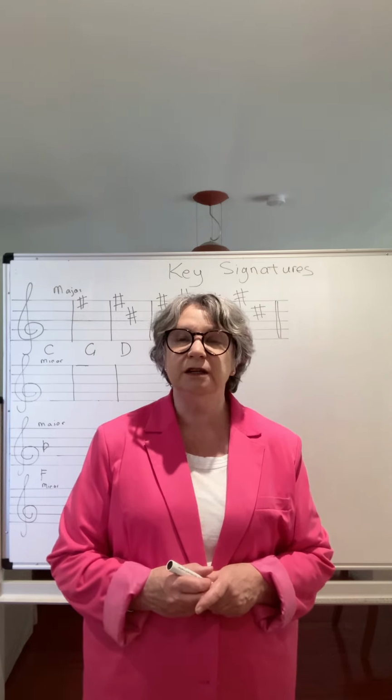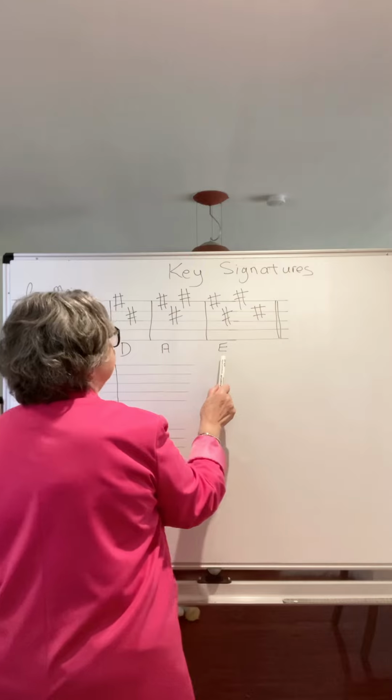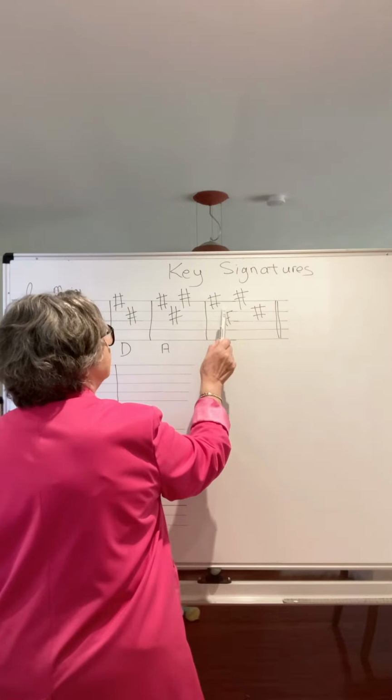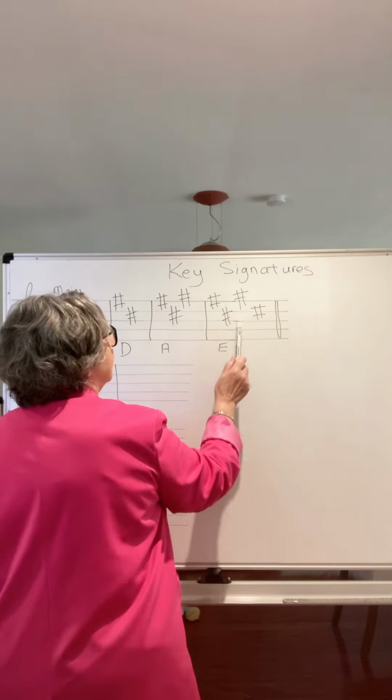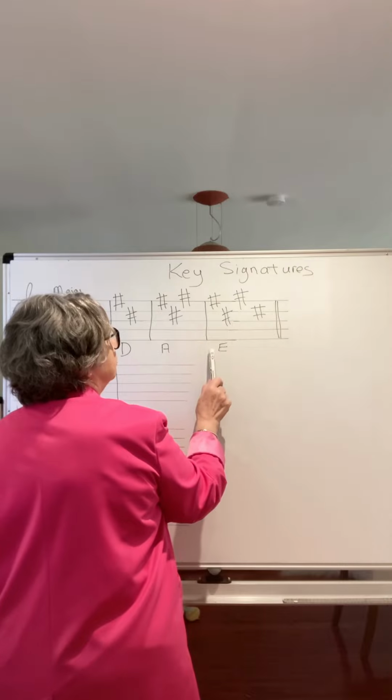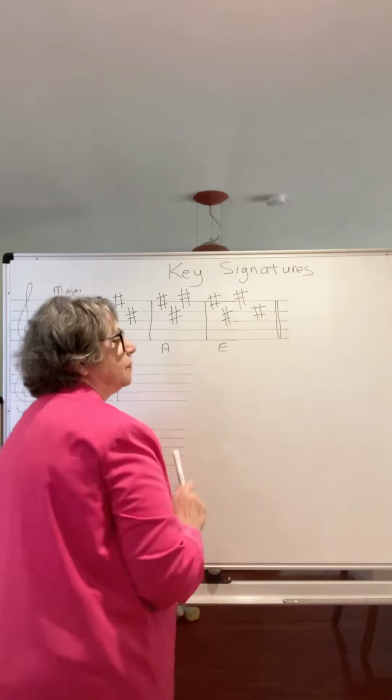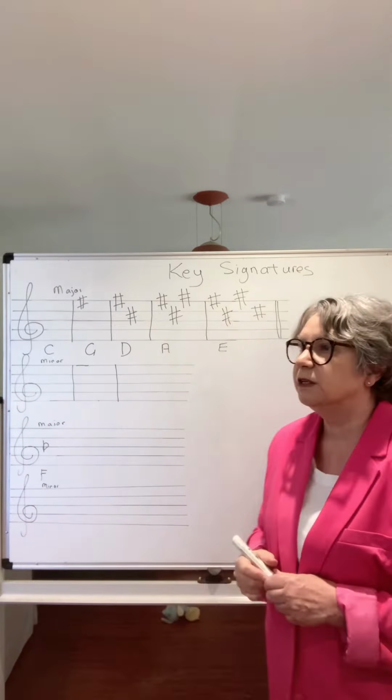We go up a fifth to A. We carry over F sharp and C sharp. Our new sharp is the one before A, which is G. Then we go over to E up a fifth. We carry over F sharp, C sharp, G sharp. Our new sharp is the note before E, which is D. So that's a little revision of what we did before.